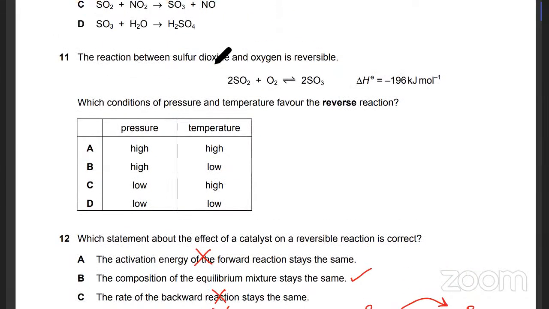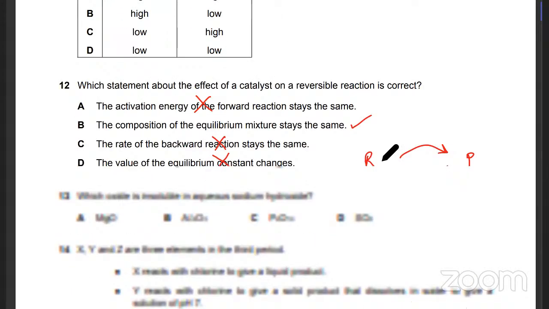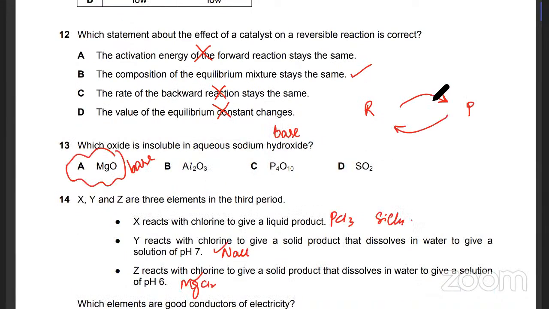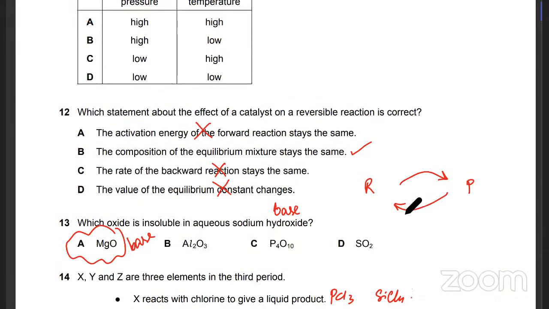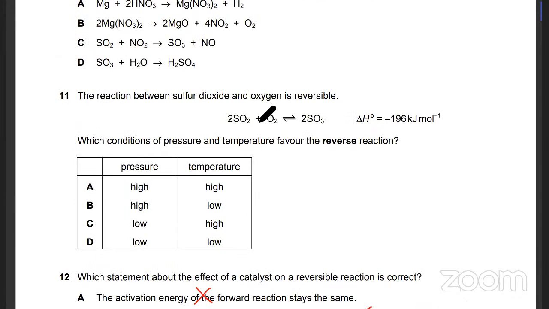Now, the next one is the reaction between sulfur dioxide. Remember that equilibrium composition only changes with three things. One is concentration, one is pressure, the other one is temperature. Pressure is for gases only. Otherwise, the equilibrium mixture remains unaffected. Both forward and backward reactions would speed up if you add a catalyst. So which conditions of pressure and temperature favor the reverse reaction? You want to send it back.